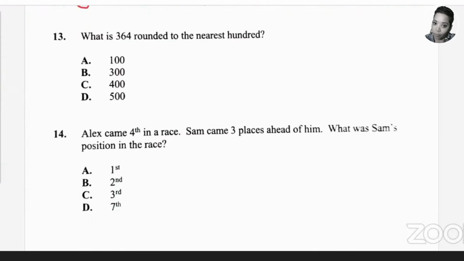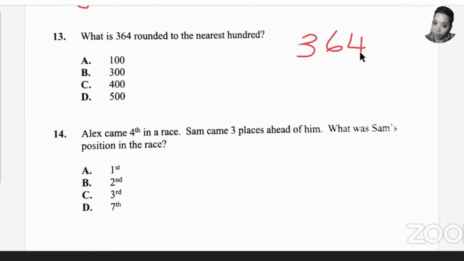All right, question 13. What is 364 rounded to the nearest 100? Okay, rounded to the nearest 100. This number says 364. So what we want to find out is if this number is closer to 300 or closer to 400, okay? Because it's between those two hundreds.